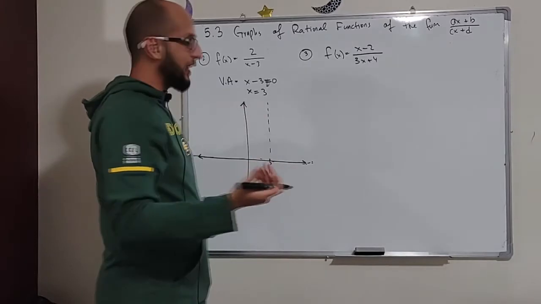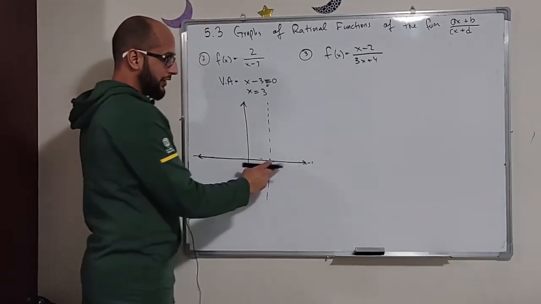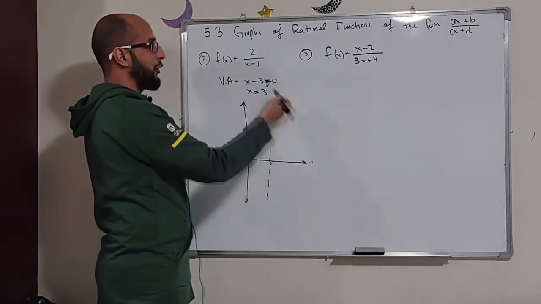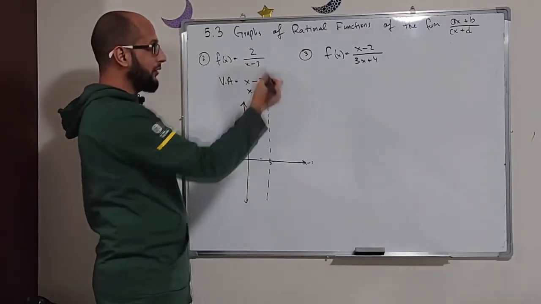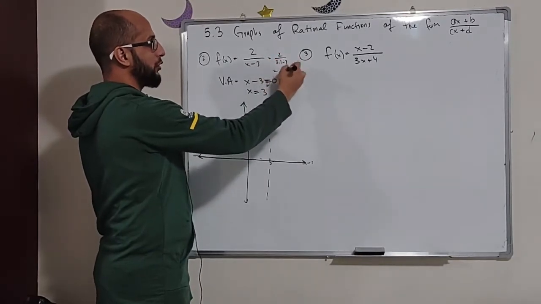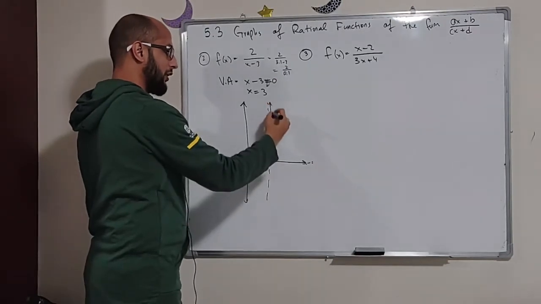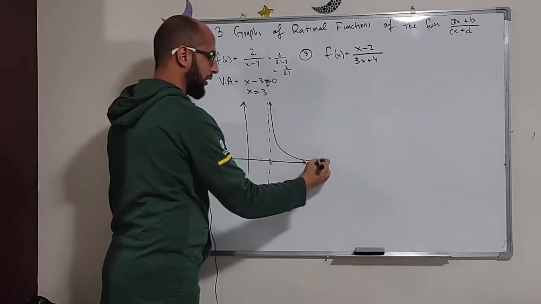The only thing that's left now is to figure out which quadrants my graphs will be in. So I'll take a number to the right of 3. So if I was to plug in 3.1, this would be 2 over 3.1 minus 3. So it's 2 over 0.1, which means it would be a positive number. This is what the graph would look like.